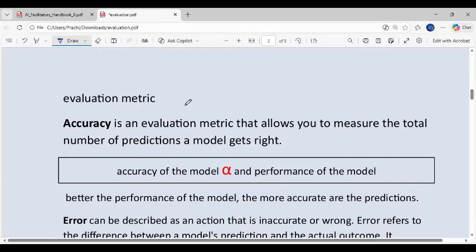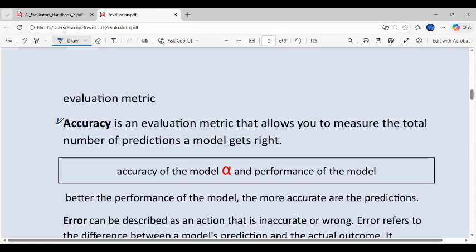Now let's start with evaluation metrics. There are various parameters based on which you are going to evaluate your model. Let's start with the very first term, that is accuracy. Accuracy is an evaluation metric that allows you to measure the total number of predictions a model gets right. That means the model is predicting correctly. Accuracy is directly proportional to the performance of the model. The better the model, the more accurate the predictions will be.